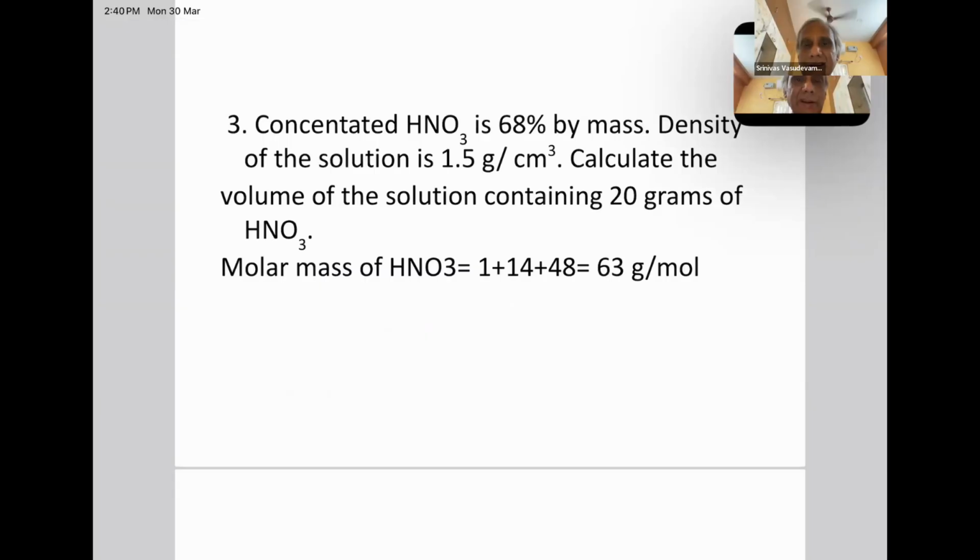Concentrated nitric acid is 68% by mass. Density of the solution is 1.5 gram per centimeter cube. Calculate the volume occupied by 20 gram of nitric acid. I'll be using two formulas here. Number one, percentage mass by molecular mass into 10 into density.